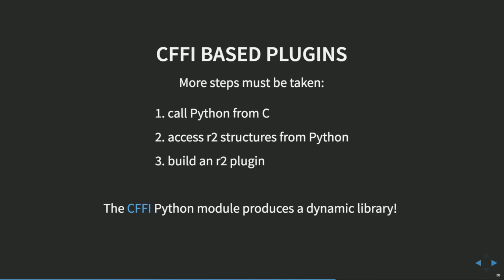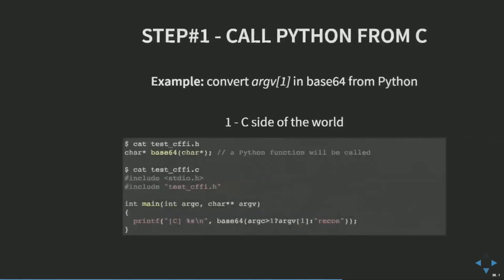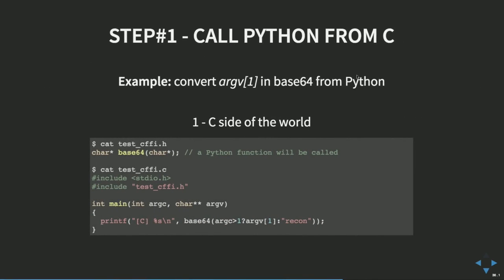So in order to call Python from C, the best solution is to use the CFFI Python module, because at the end, it will take your Python script and put it in a dynamic library along with the Python interpreter. So what I want to show you next is how you can do that. Again, silly example: what I want to do is to call base64 from Python.